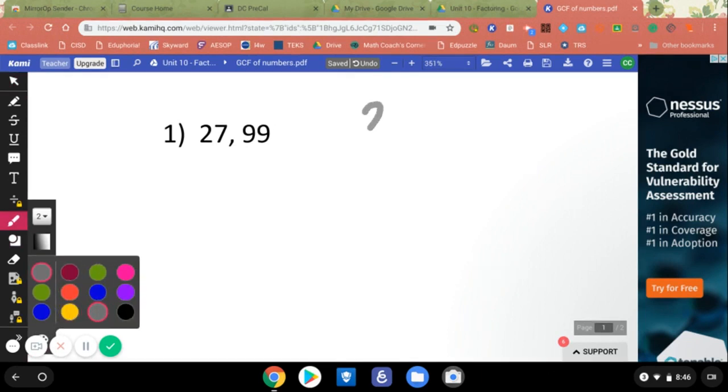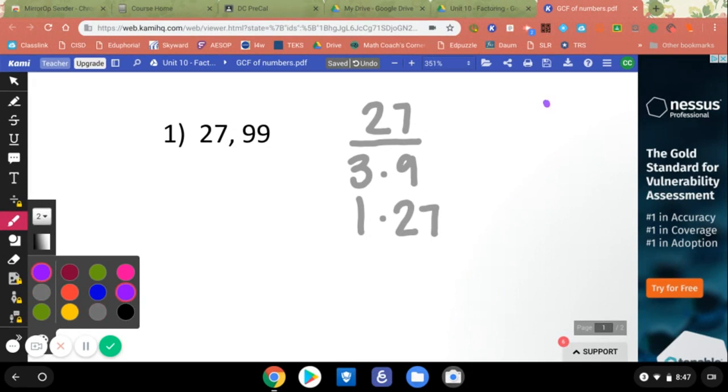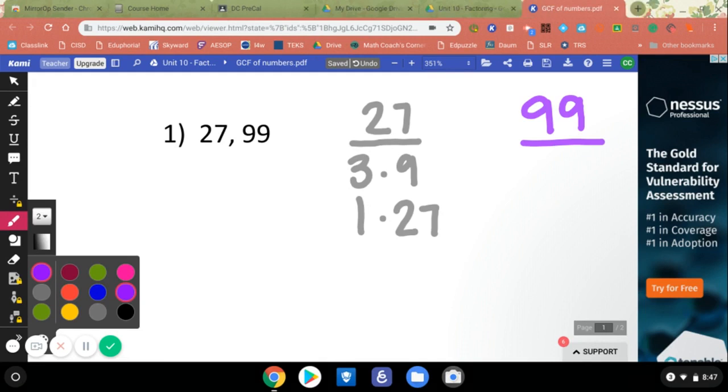So I need to list out all the things that multiply to give me 27. Well, that would be 3 and 9. And then always don't forget your 1 and that number. So 1 and 27. And I'm going to do the exact same thing for 99. Now, 99, I know you're thinking, man, that's a lot harder. Like, I'm not sure about 99. I'm not sure the things that multiply to give me 99.